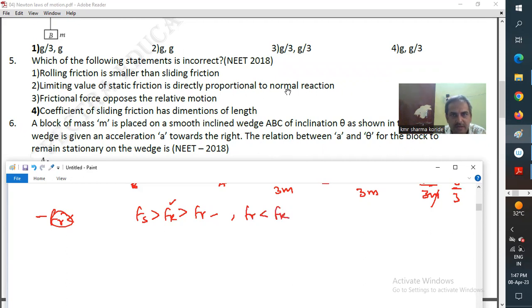Limiting value of static friction is directly proportional to normal reaction. So any friction is directly proportional to normal reaction, and this is also correct. Frictional force opposes the relative motion. This particular statement is involved in the definition itself.